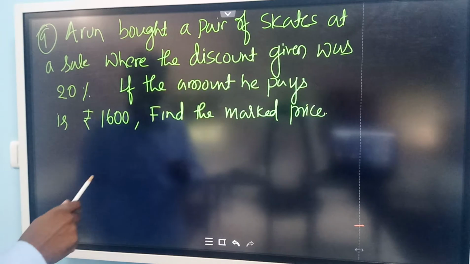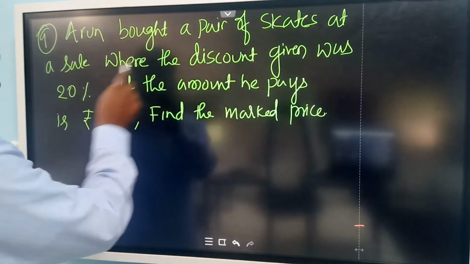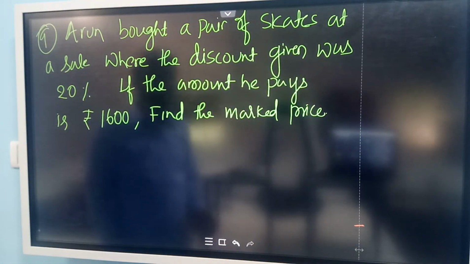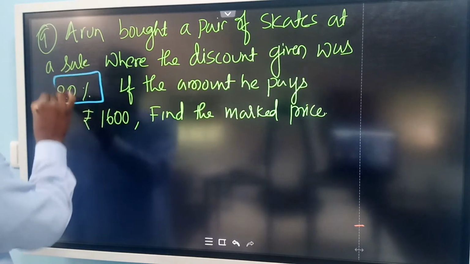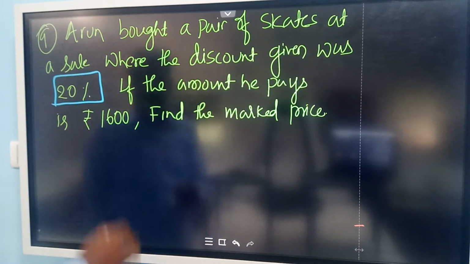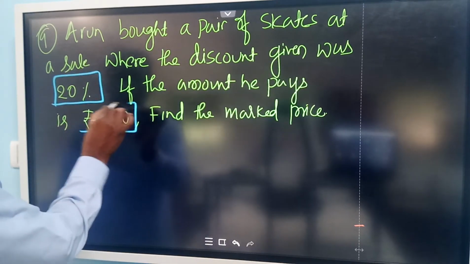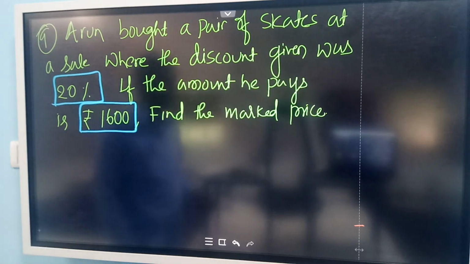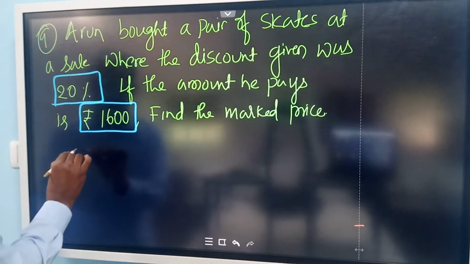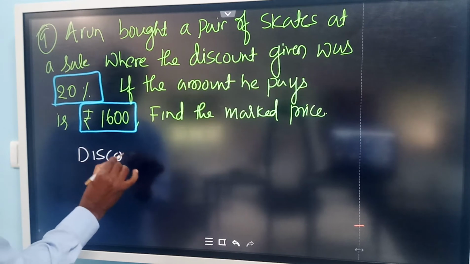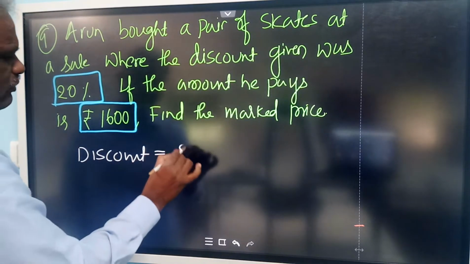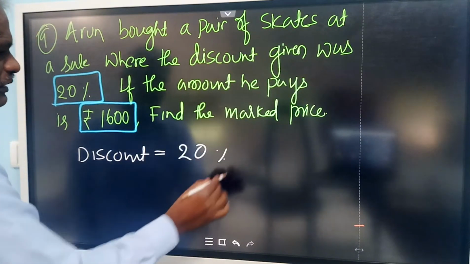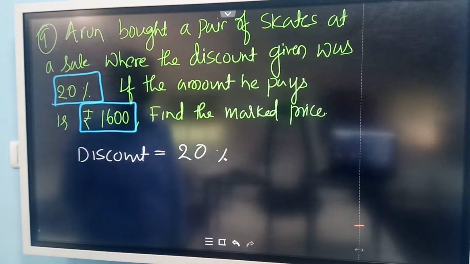Read this question. Arun bought a pair of skates at a sale where the discount given was 20%. If the amount he pays after discount is 1,600, you have to find out the market price. So the discount is 20%. What is the meaning of this? 20% discount means for 100 rupees, 80 rupees is charged.